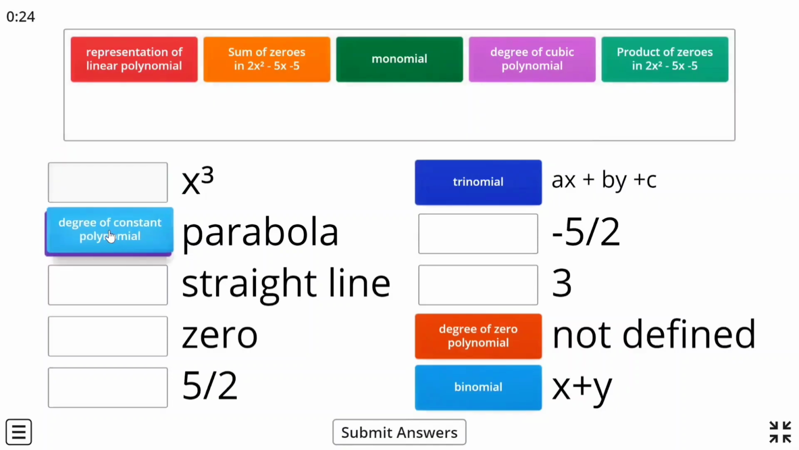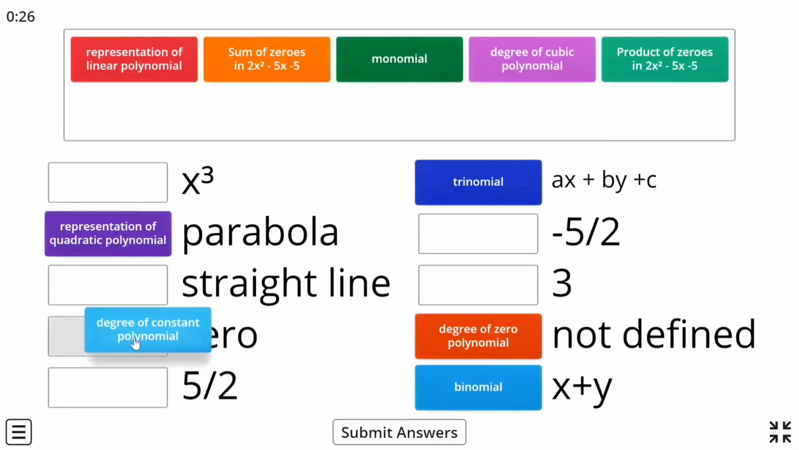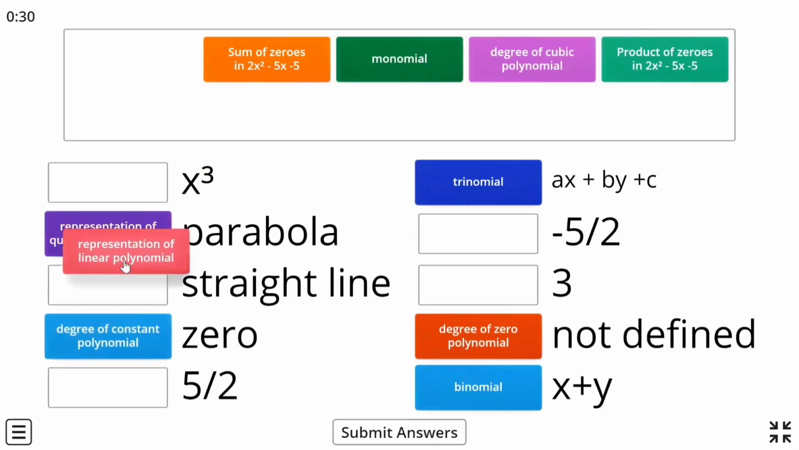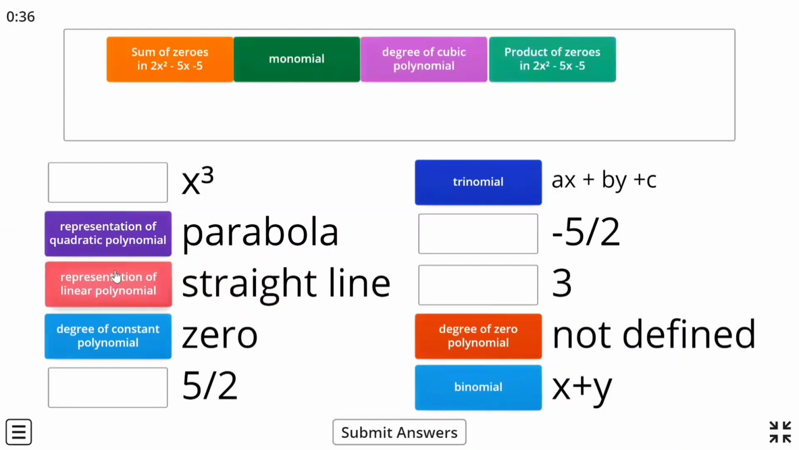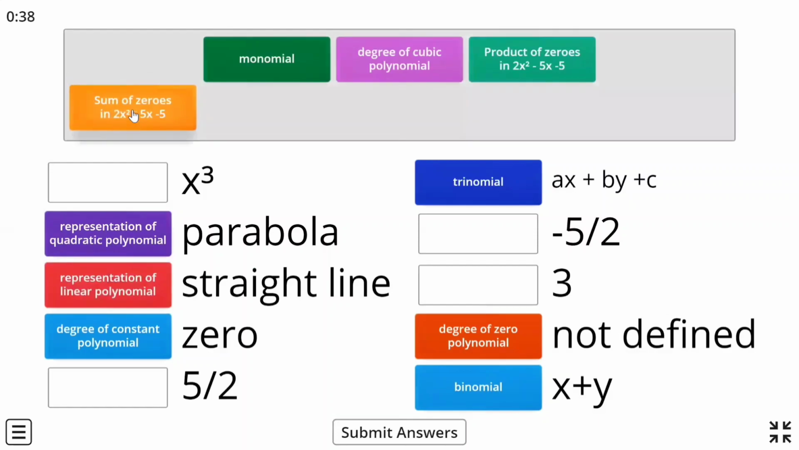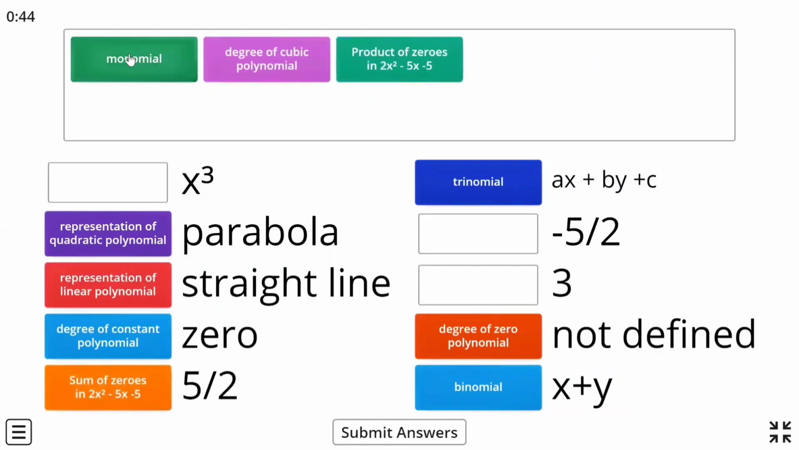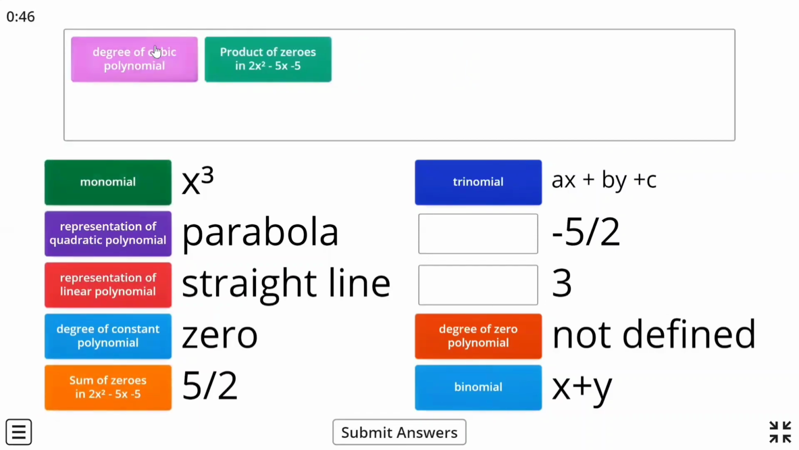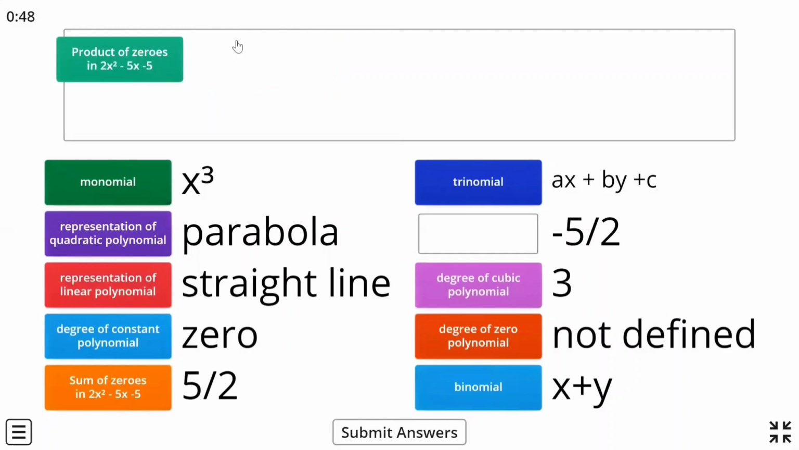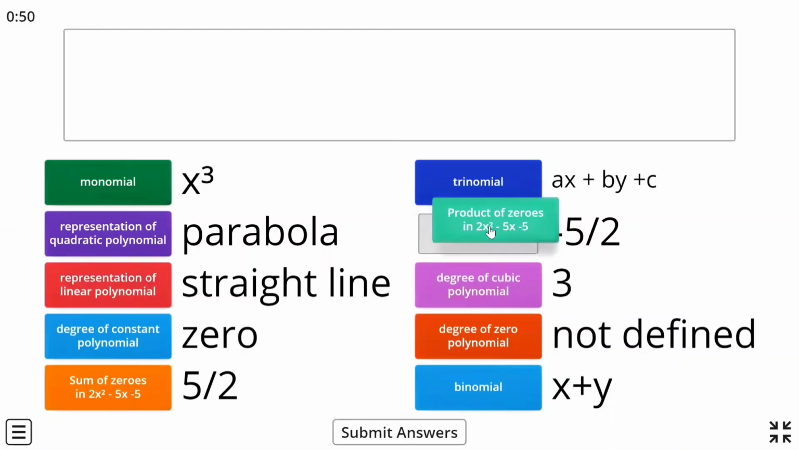Then degree of a constant polynomial, that is zero. Representation of a linear polynomial, it is a straight line. Sum of the zeros, it is minus the coefficient of x upon the coefficient of x square. So I'll get 5/2. A monomial, this is the one. Degree of a cubic polynomial, it is 3. And lastly, what is left is the product of the zeros.